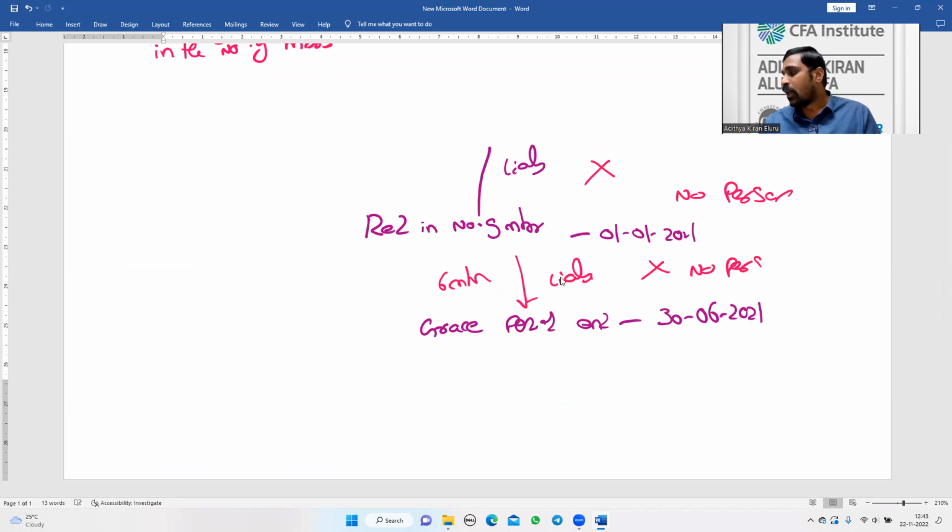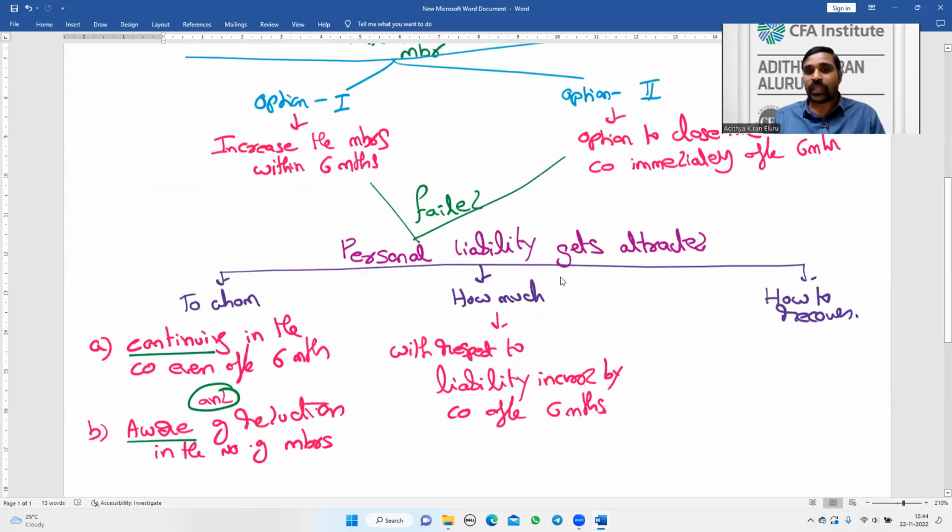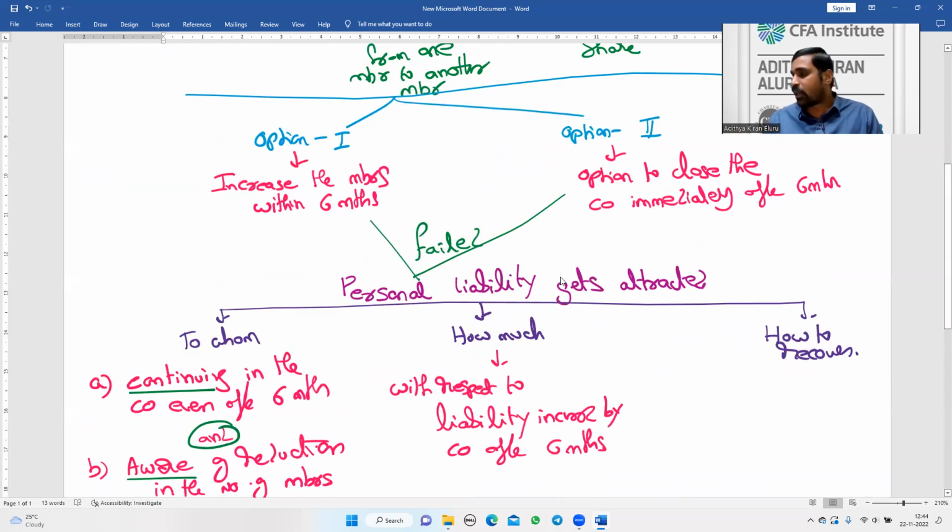No personal liability for liabilities incurred by the company before reduction and liabilities incurred by the company during the said 6 months of grace period. Personal liability comes only for the liabilities incurred after 6 months. Personal liability is only with respect to liabilities incurred by the company after 6 months. That is the point.